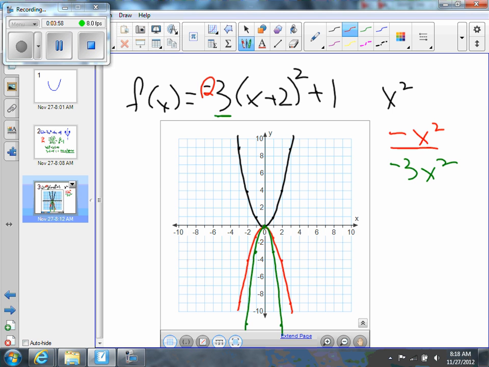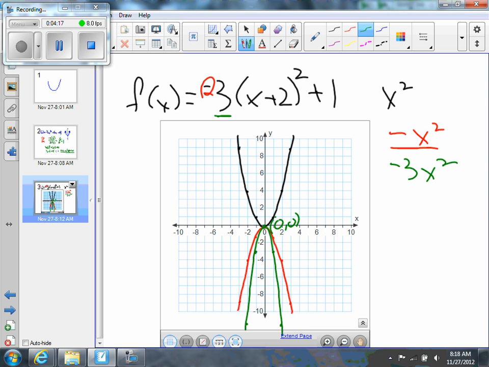Yes, that's what I was going to do right now. So I had 0, 0, right? It was a point on the red one. If I multiply my y value by 3, I still have 0, 0.